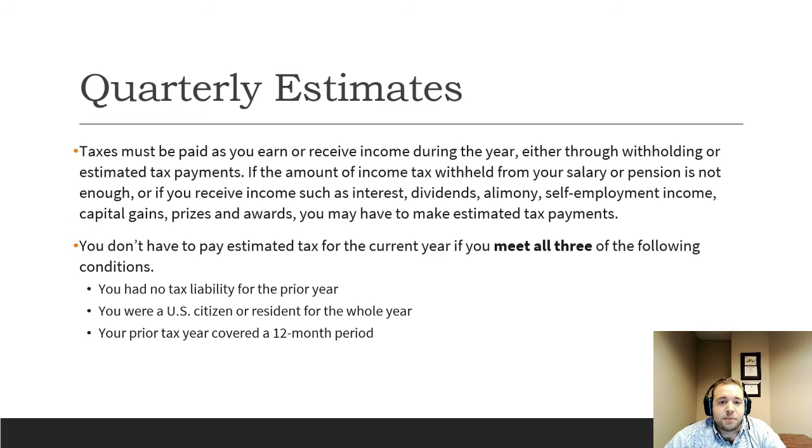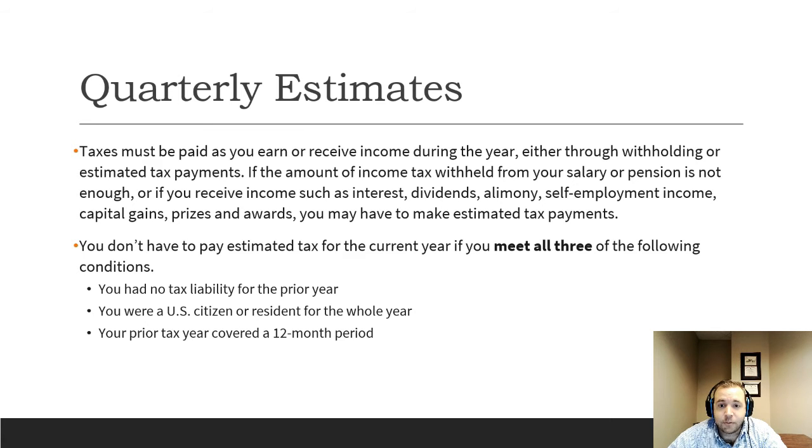Taxes must be paid as you earn or receive income during the year, either through withholding or estimated tax payments. As I said earlier, withholdings on a W-2 count as being made throughout the entire year. So if the amount of income withheld from your salary or pension is not enough, and you receive income such as interest, dividends, all these extra things, you'll have to make estimated tax payments, because that is income. And a lot of times that income is not withheld on.